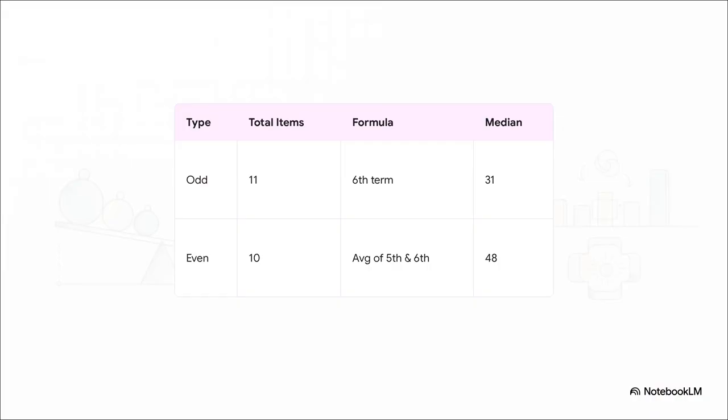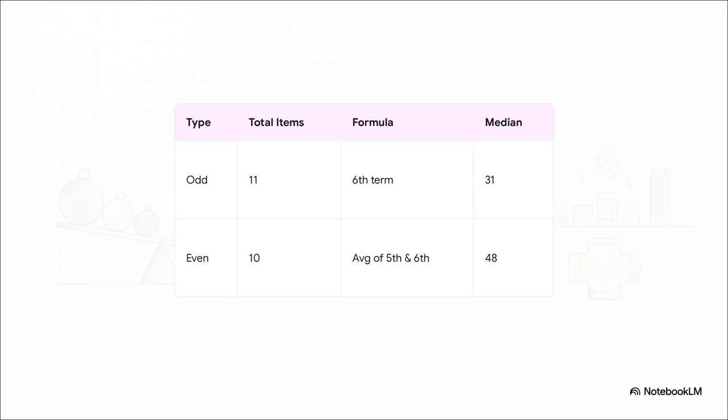Let's look at a quick side-by-side comparison to see these formulas in action. For the odd example, say we have 11 items. 11 is an odd number, right? Following the formula, 11 plus 1 is 12, divided by 2 is 6. So our median is the exact value of the 6th term, which happens to be 31. Now for the even example, say we have 10 items. The middle is actually shared by the 5th and 6th terms, which are 47 and 49 here. The average of those two gives us our median, which is 48.